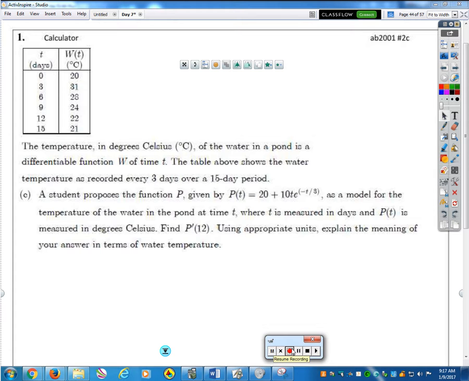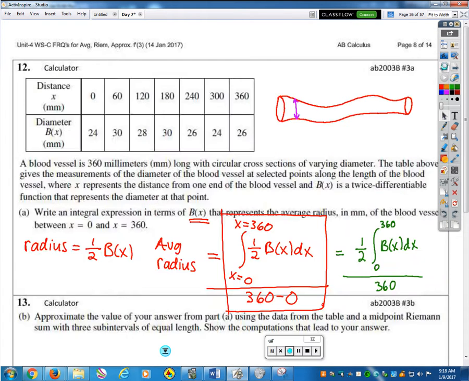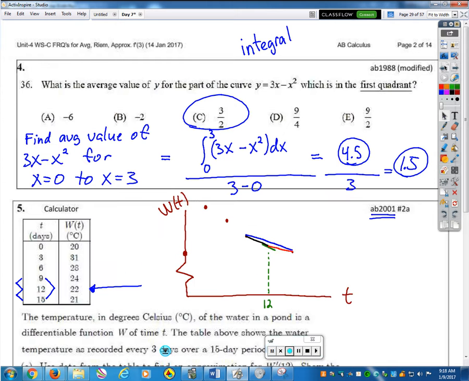Okay, 4 is a good place to start. So here we go, 4 in the yellow. What is the average value of y for this curve in the first quadrant?